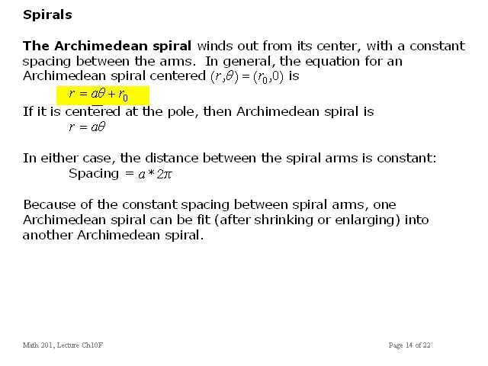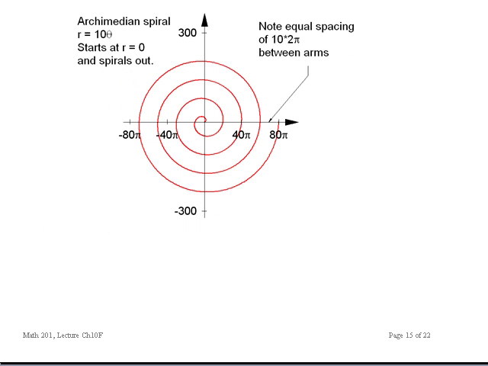The result of this is that, as it says here, you can shrink and enlarge Archimedean spirals so they all fit inside. They can fit on top of one another or into the other one. And here's a picture of an Archimedean spiral. This is just a graph of one. In this case, it's an Archimedean spiral with R equal to 10 theta. It's going to start at R equals 0, theta equals 0, and spiral out.